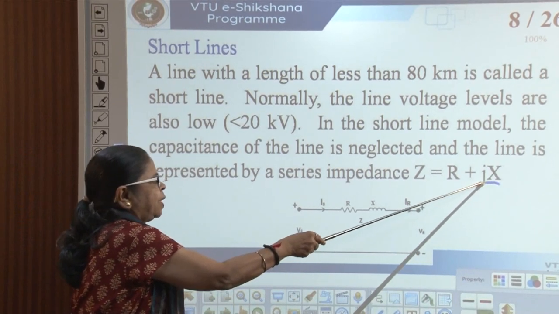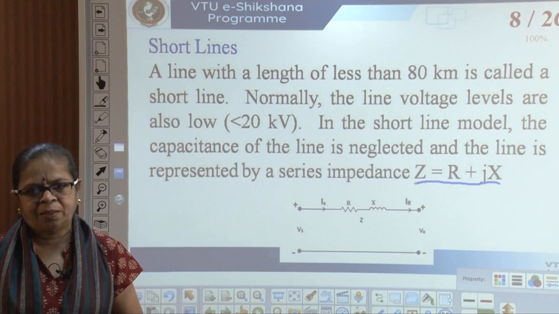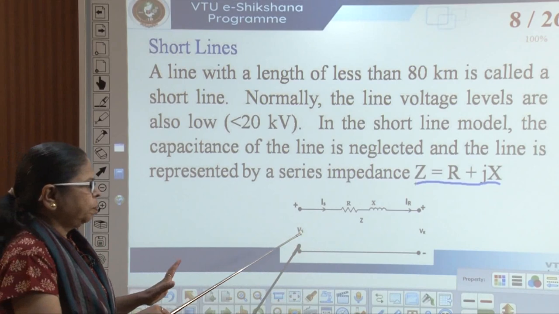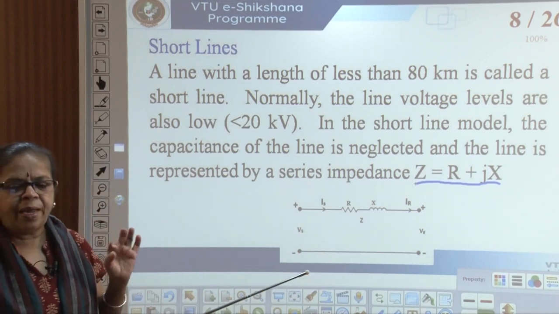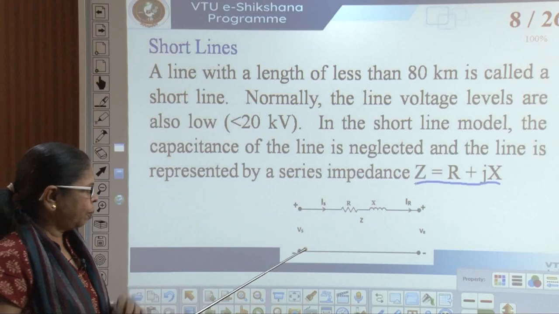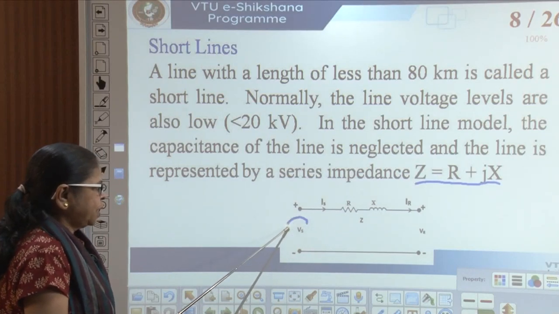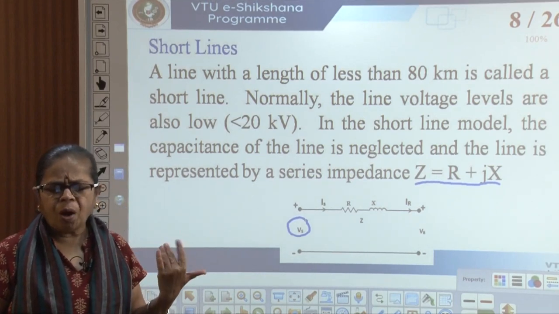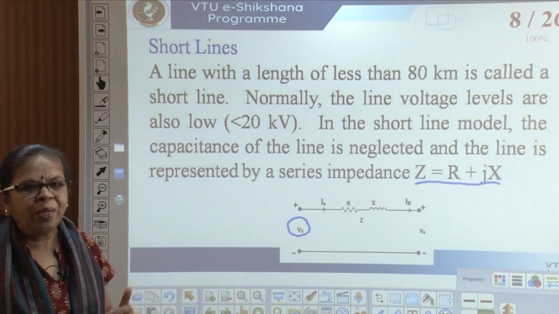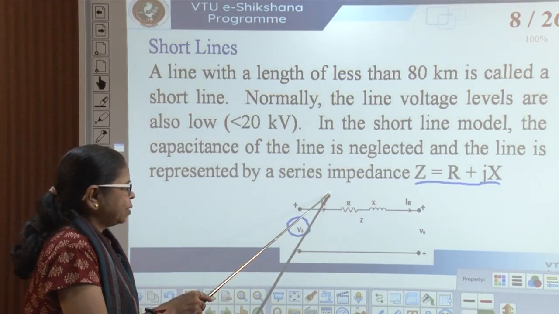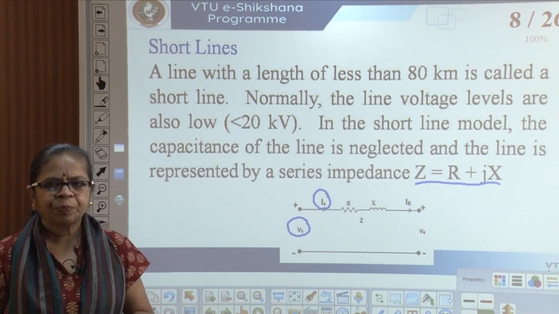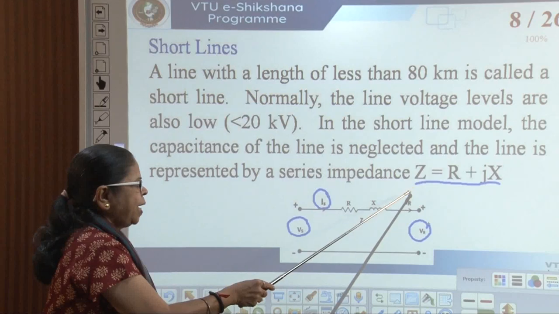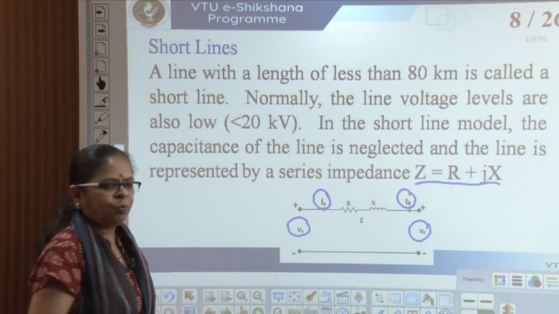So in the short line model, the capacitance of the line is neglected and the line is simply represented as a series impedance Z. Now this is my simple circuit model. Please understand every single parameter in the model. Vs is the sending end voltage, the normal nomenclature. Is is the sending end current. Vr is the receiving end voltage. Ir is the receiving end current.